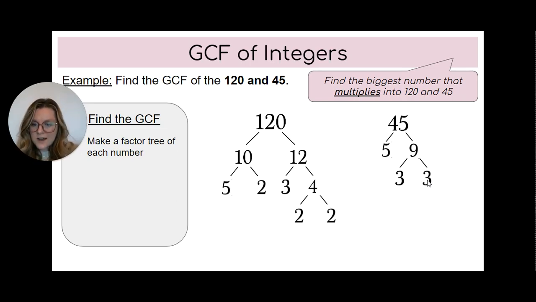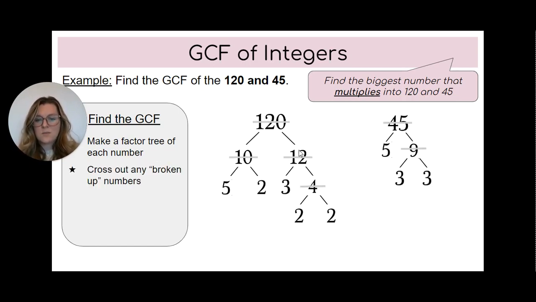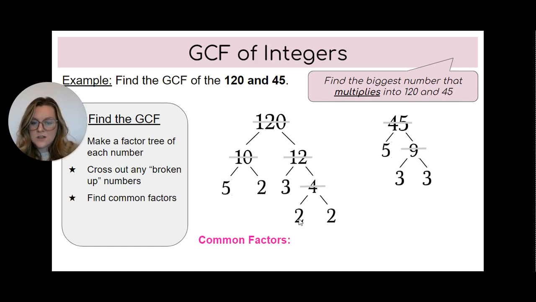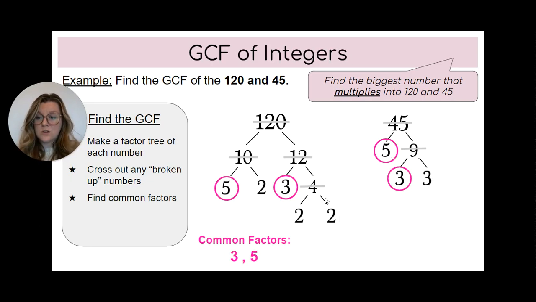Okay, so now I'm going to take this and I'm going to cross out anything I've broken up. So 120 was broken up, 12 was broken up, so anything I broke up into two different numbers, cross it out because we're not going to use those anymore. And lastly, we're going to find the common factors. So I'm looking at all these numbers here, and I'm going to find any similar numbers. So I know they both have a 3, and I also know they both have a 5, so I'm going to circle those together. When they have multiple numbers in common, I'm going to multiply them together.